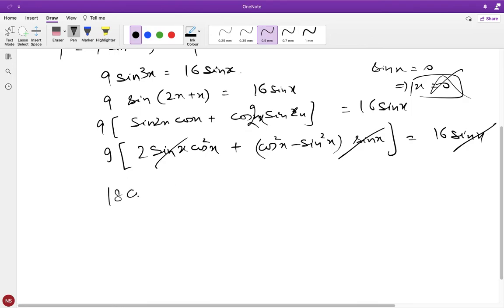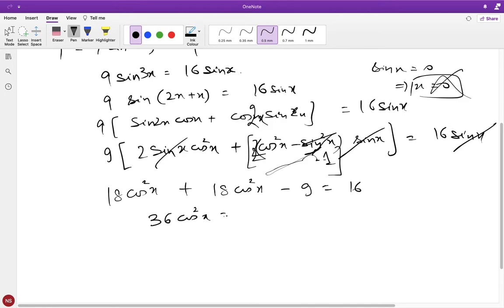So 18 cos square x, or I can write cos square x minus sin square x as 2 cos square x minus 1. So 9 into 2 would be 18 cos square x minus 9 is equal to 16. So 36 cos square x is 25, or cos x is the square root of 25 by 36, which is 5 by 6.